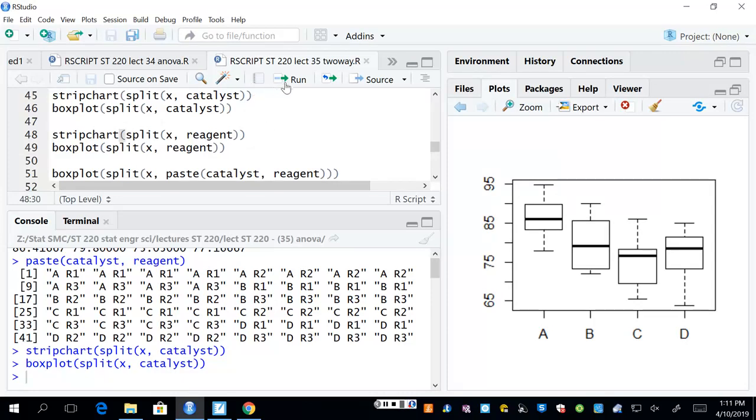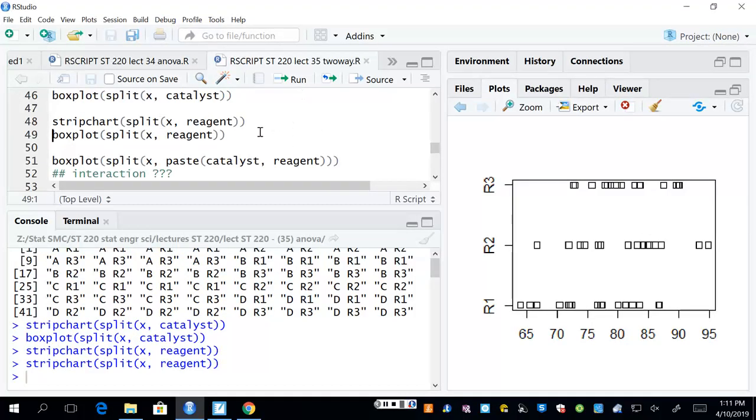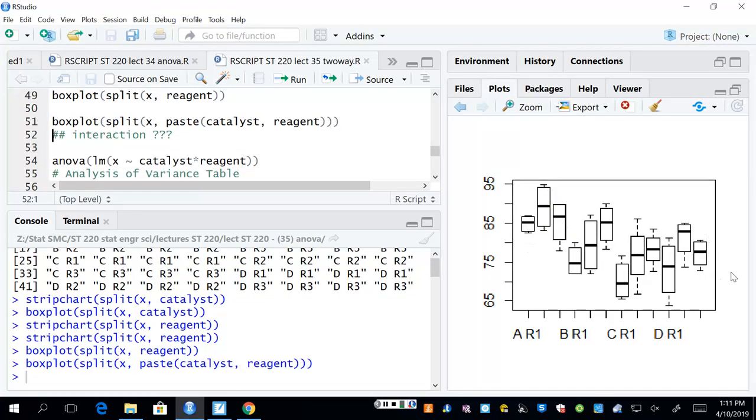You could look separately at the reagents. These three different reagents don't seem to be quite as different. There's a little bit more overlap. And the box plot shows it. They overlap more. Maybe there's not as much difference by reagent, but maybe so. If you split it by these, you can get box plots from all these different categories.